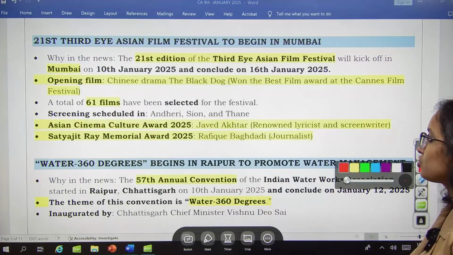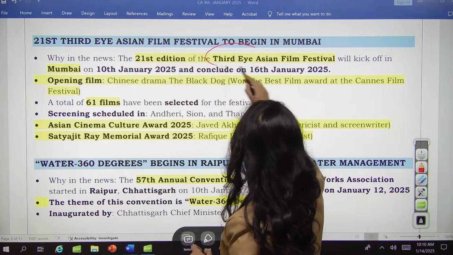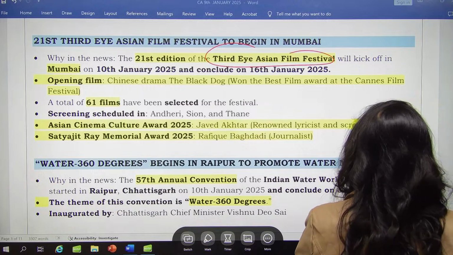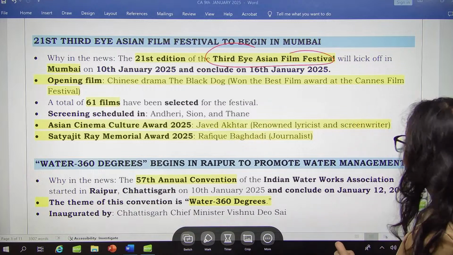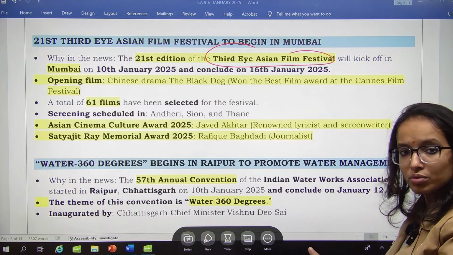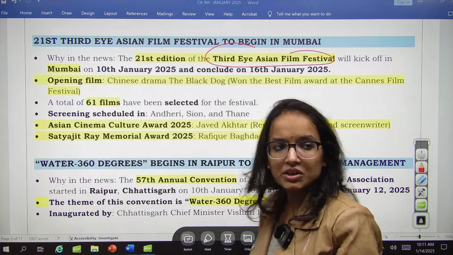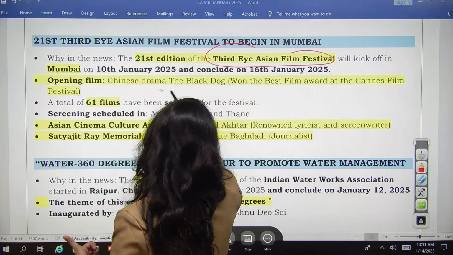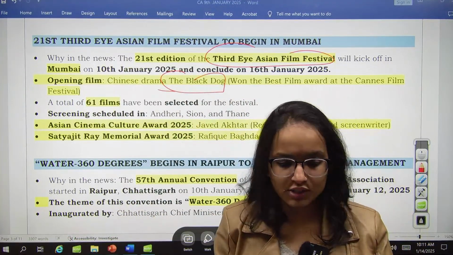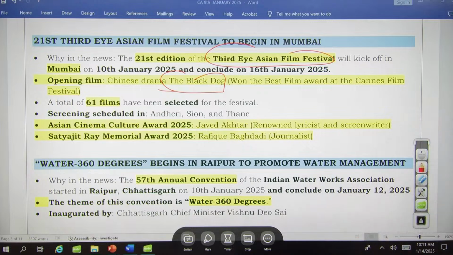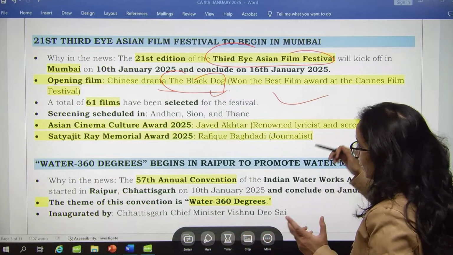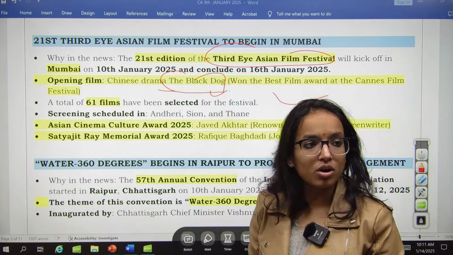Then we have the 21st edition of Third Eye Asian Film Festival. Remember this. Which edition? 21st edition of Third Eye Asian Film Festival, which has started in Mumbai and it will be concluded by 16th January. Certain features are important for this. First thing, which is the opening film in this event? Opening film is The Black Dog, which is a Chinese drama film. Remember, the opening movie at this event is The Black Dog, which has won the Best Film Award at the Cannes Festival as well. So this is important. Black Dog is the opening film.